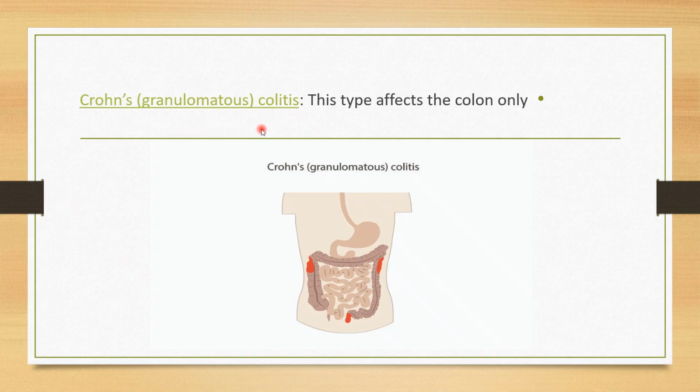Crohn's granulomatous colitis. This type affects the colon only and is diagnosed by colonoscopy, known as skip lesions. The doctor will enter the colon by colonoscopy, and it can be diagnosed by histopathology and biopsy. This affects only the colon, but the picture of ulceration is different from ulcerative colitis, as skip lesions appear in Crohn's disease.